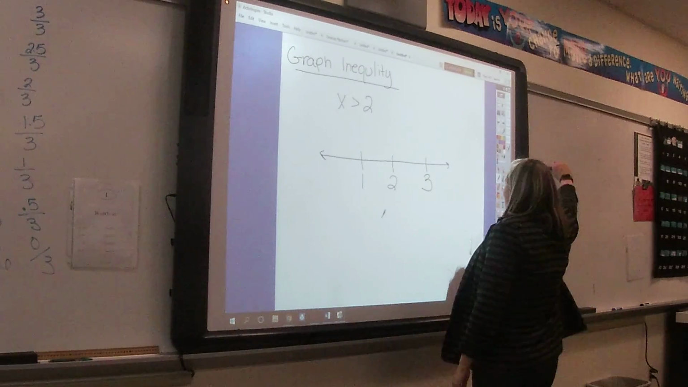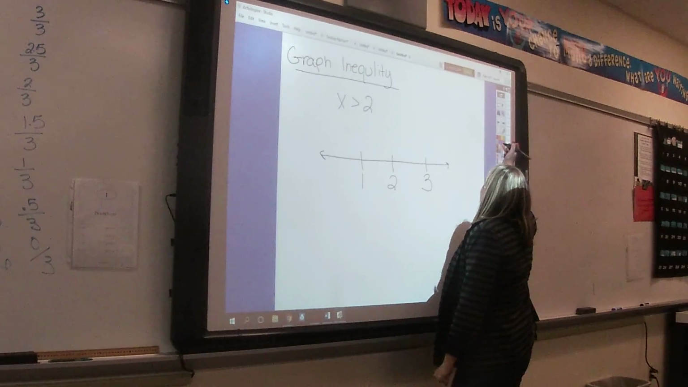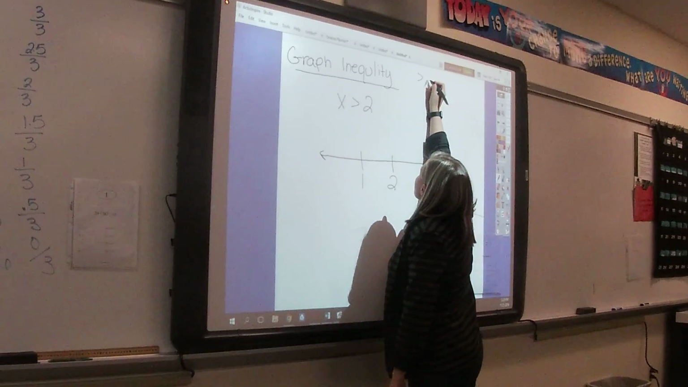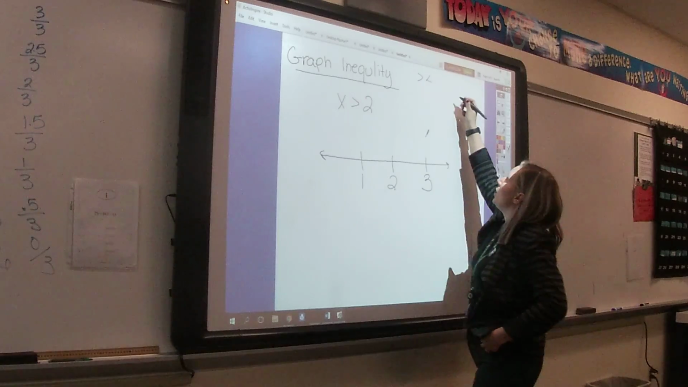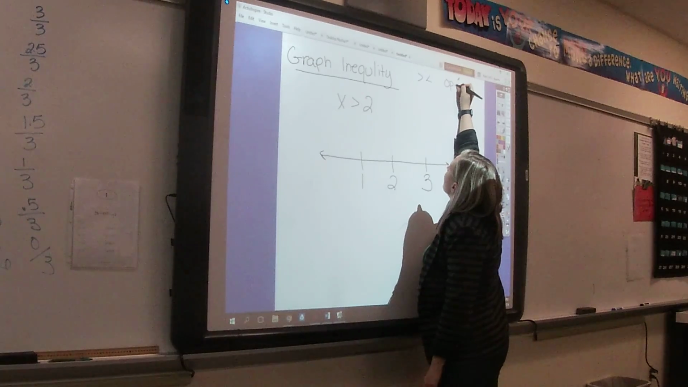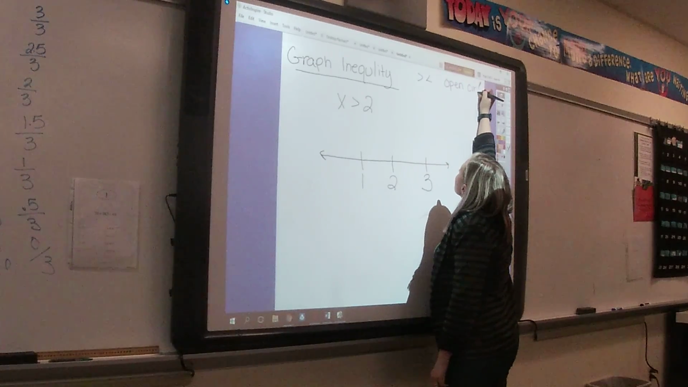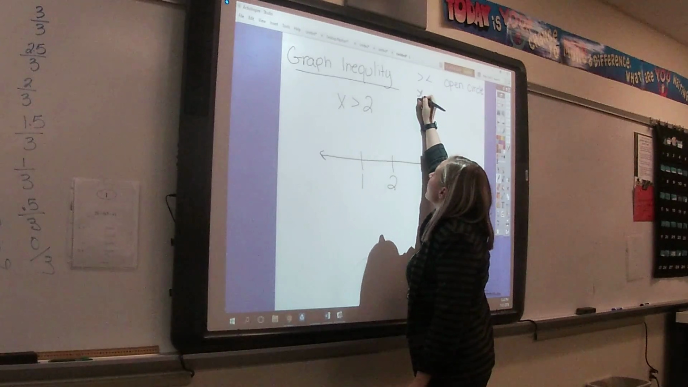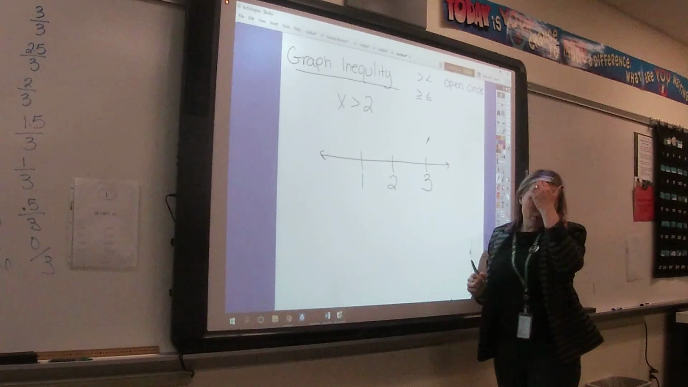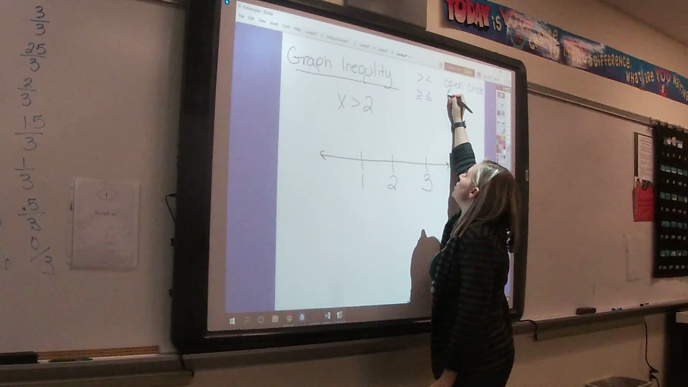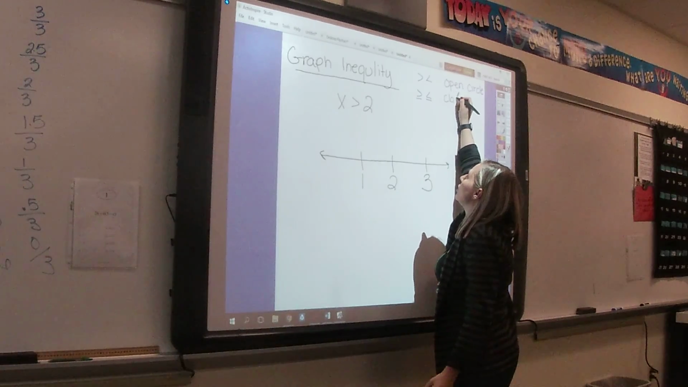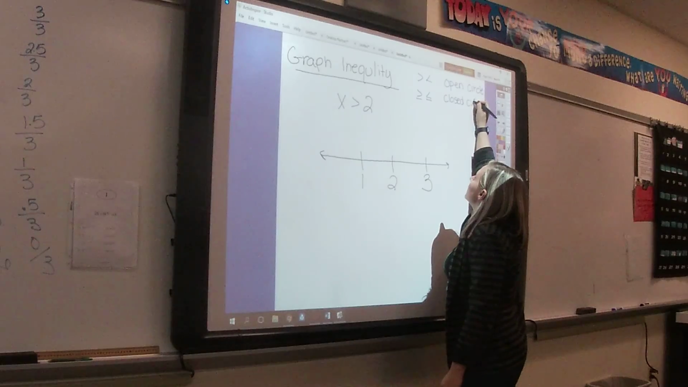Okay, then here's where I'm hoping we have some memory from maybe prior years. If we have a greater than or a less than symbol, we are going to use an open circle on the graph. If we have a greater than or equal to or a less than or equal to symbol, we are going to use a filled in circle or a closed circle on the graph.